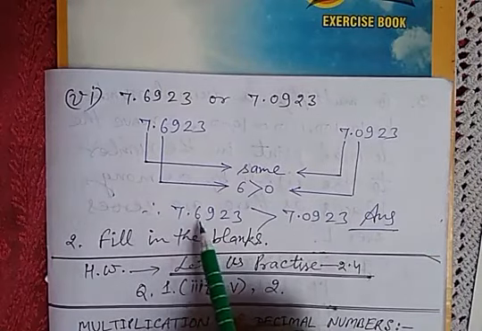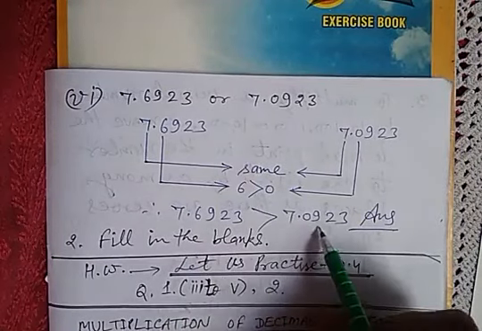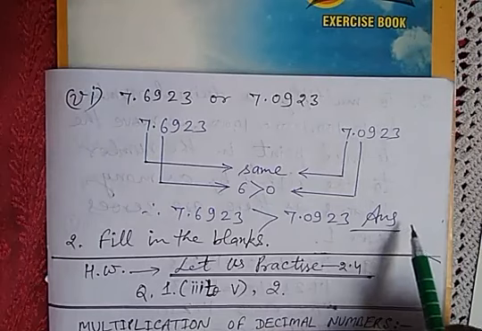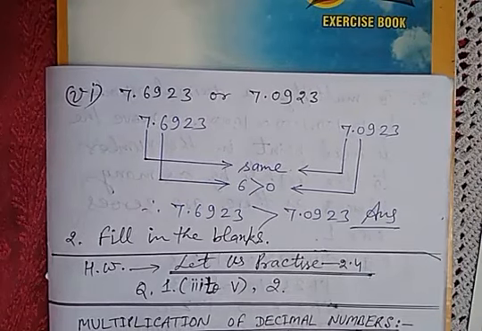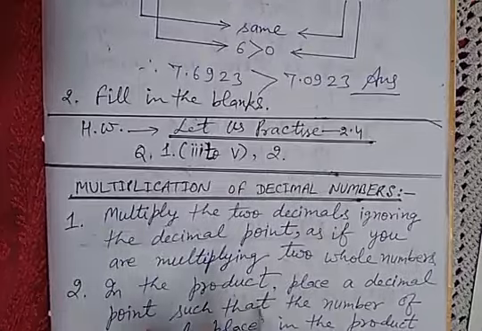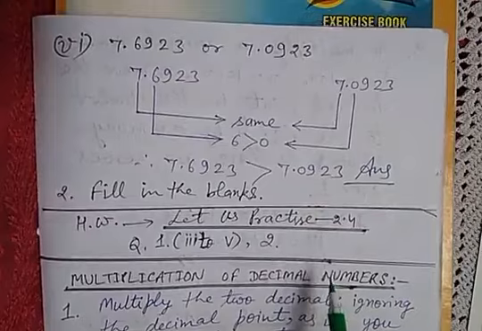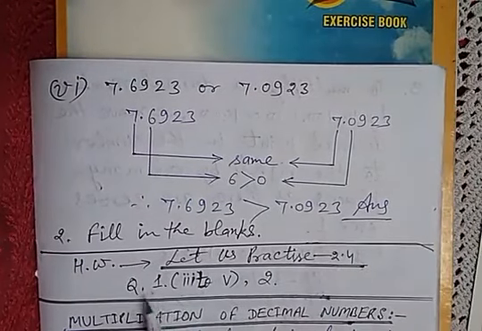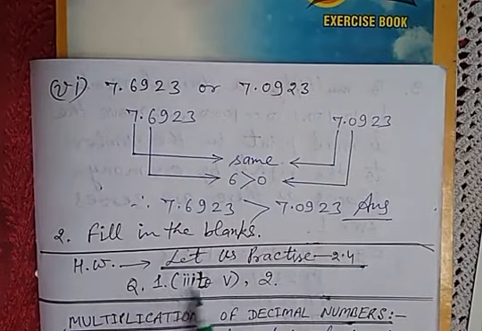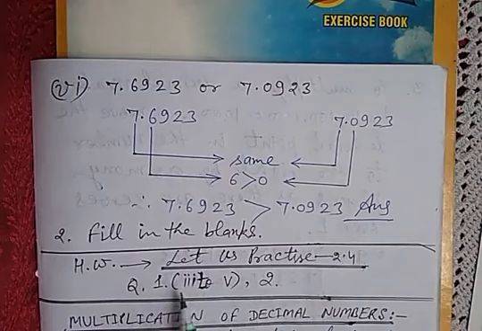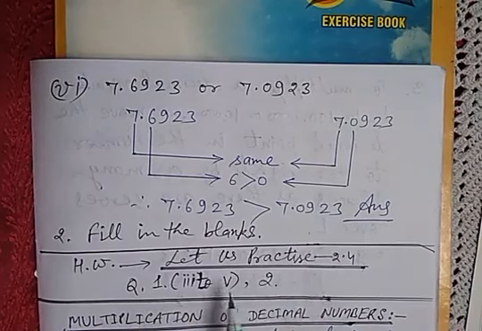Hence, 7.6923 is greater than 7.0923. This is the answer. You have to write it in your classwork. Now, for homework, Let us practice 2.4. Question number first, third to fifth part, and question number second, which is fill in the blanks. You have to do it in your homework. It is given as homework.